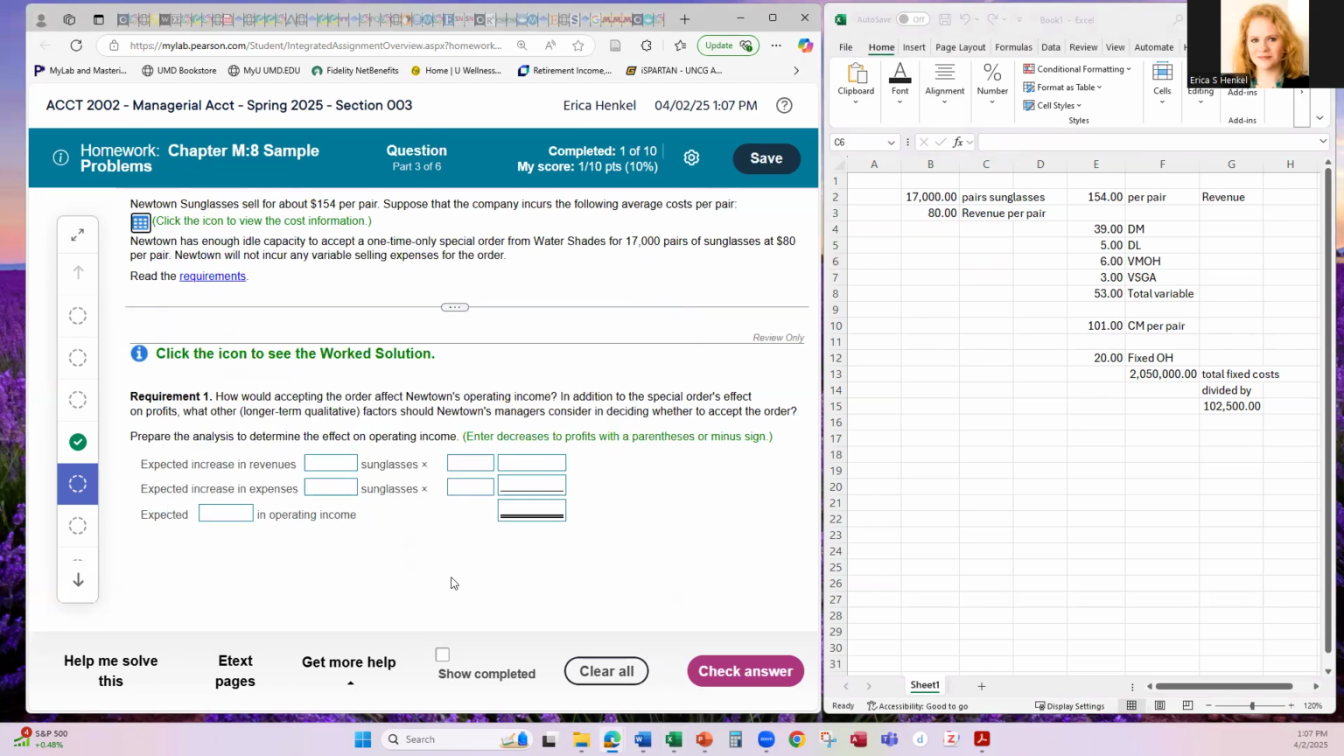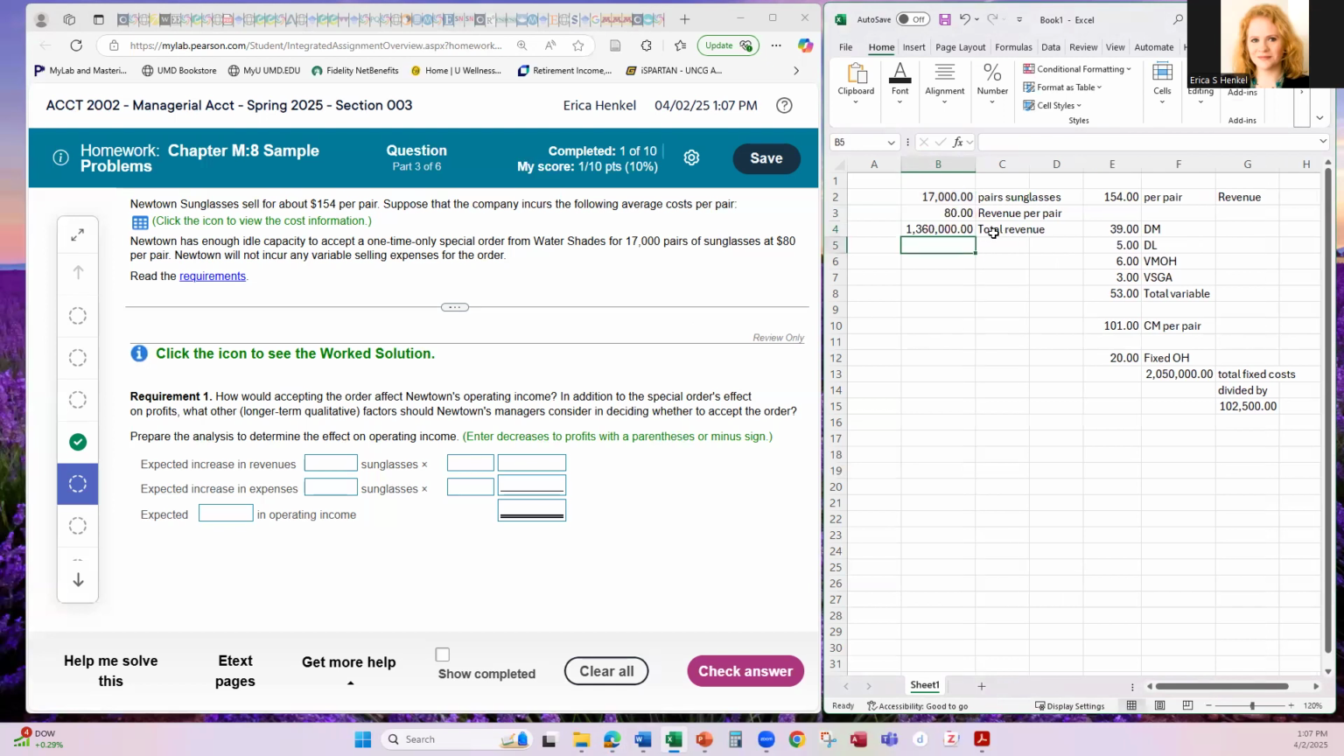Okay, so how would accepting the order affect Newtown's operating income? In addition to the special order's effect on profits, what other long-term factors should they consider when deciding to accept the order? Okay, so in terms of revenue, we're just going to take our 17,000 pairs and multiply it times the $80 per pair, which would give us $1,360,000 in incremental revenue, or additional expected revenue.